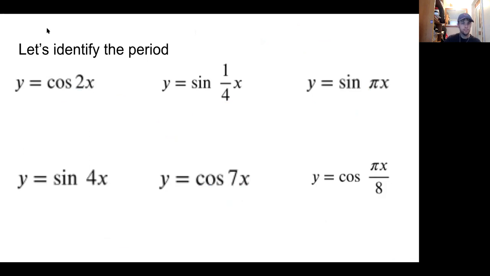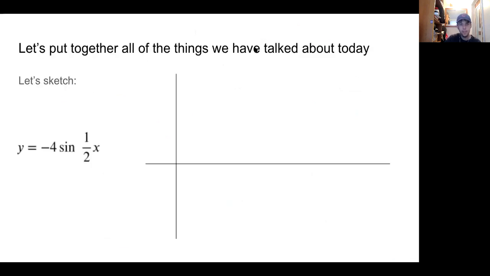All right. So let's go ahead and put together all of the different transformations that we've talked about today. We're going to have all 3 of them present in this particular one. First thing I notice about it, we've got a reflection. So we are going to be reflecting. I'm going to just write these down, reflection. That's what the negative is.